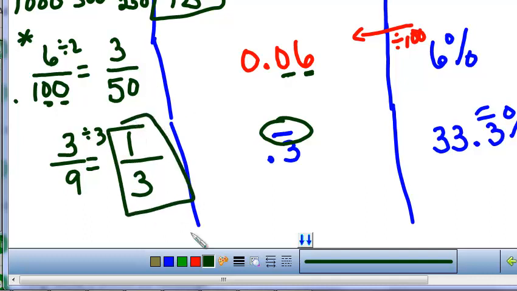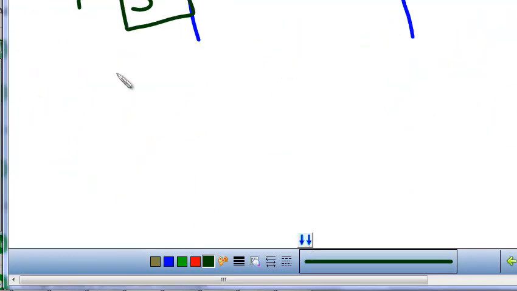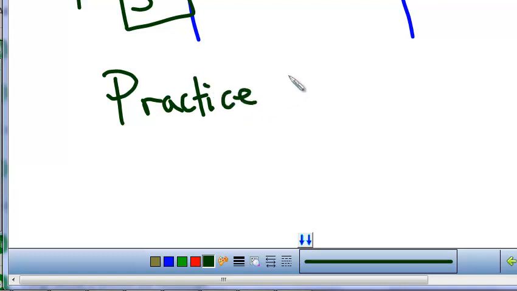All right, so now you need to do practice 3. So what you need to do is you need to look at your paper and go to the practice. It's going to be part 3.